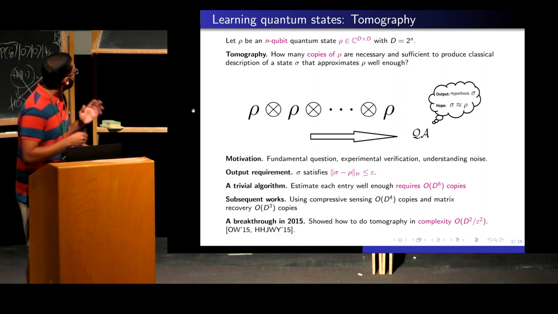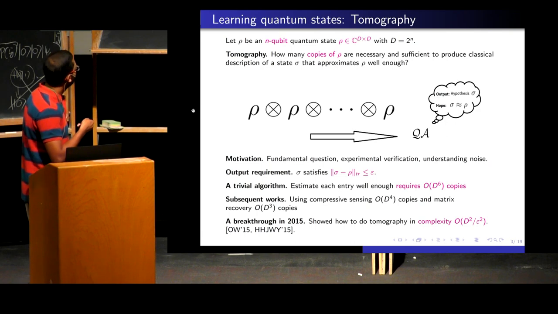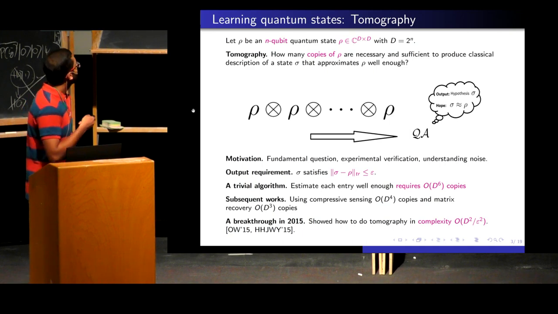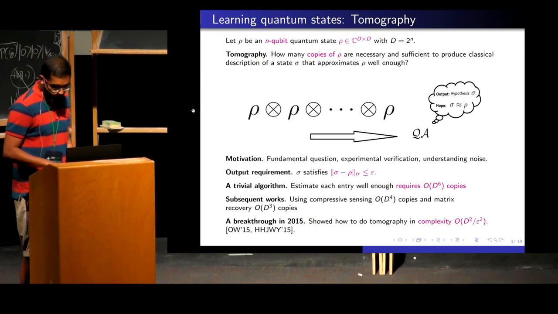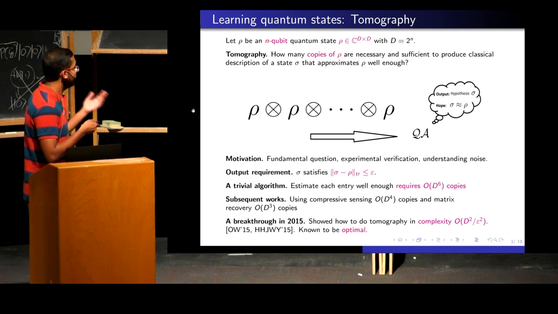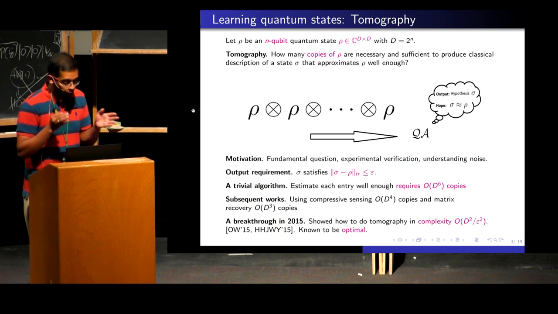And then there were a couple of breakthrough results by Ryan O'Donnell and John Wright and Haah et al., where they showed that the right sample complexity for tomography was d square over epsilon square. So for every epsilon, if you take d square over epsilon square copies of rho, I could produce a state sigma that was close to rho in trace distance. So this was a breakthrough back in 2015. And we also knew that this was optimal. That is, you could not have done anything better than d square over epsilon square. So this was an optimal algorithm for learning, doing tomography.